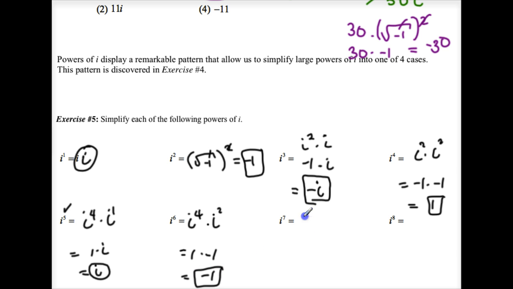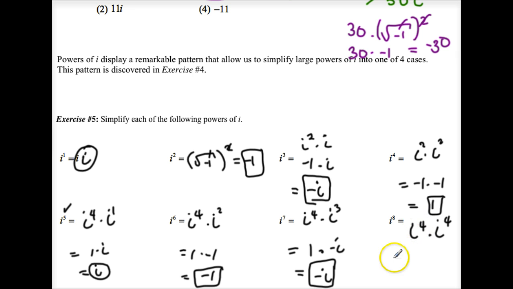i to the seventh is i to the fourth times i to the third. The i to the fourth is 1 times negative i, which becomes negative i. Anything times 1 is itself. And then the last one, i to the fourth times i to the fourth. This becomes 1 times 1, which is 1.